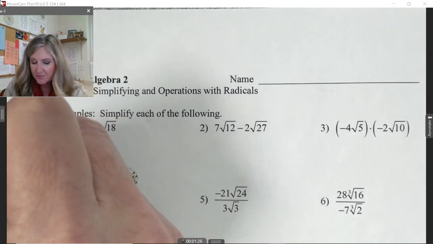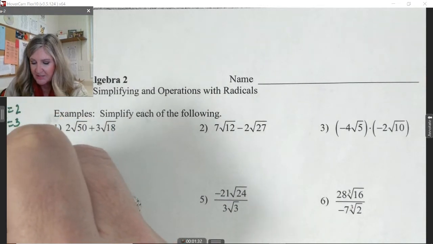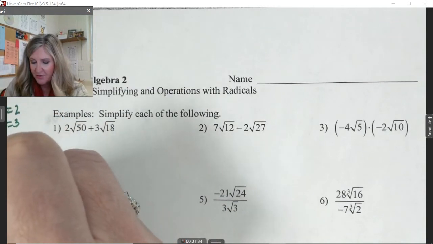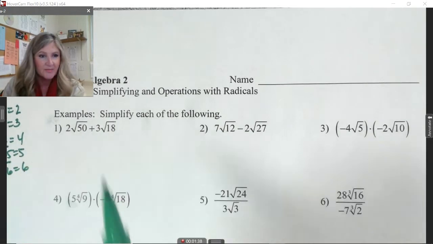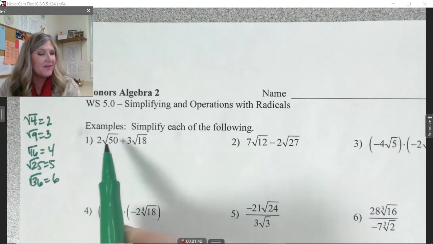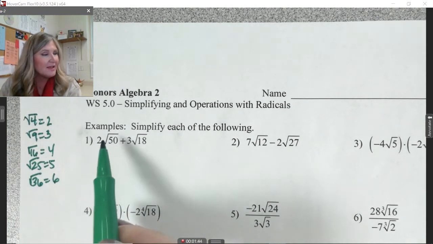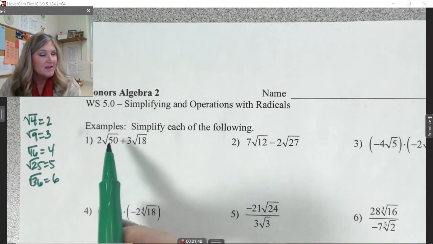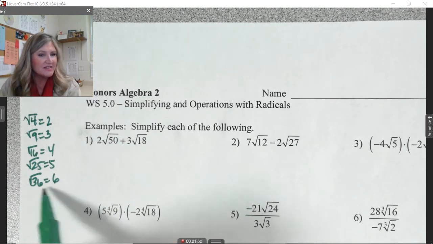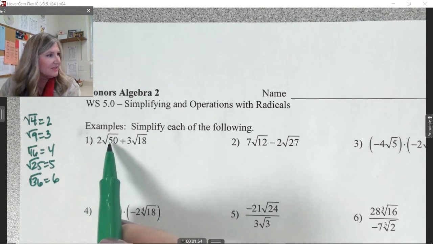So you should know some perfect square roots, like you know the square root of 4 is 2, square root of 9 is 3, square root of 16 is 4. These are all things that you have worked on before. These are our perfect squares. So one way to simplify a radical is to find the largest perfect square that can be divided evenly into the number under the radical. So if I've got 50, 36 does not divide evenly into 50. Does 25 divide evenly into 50?